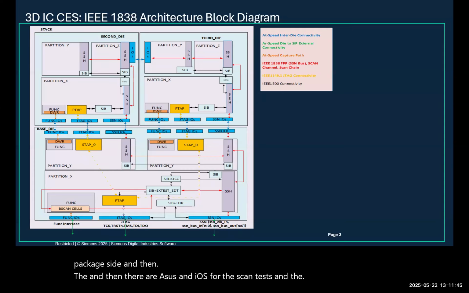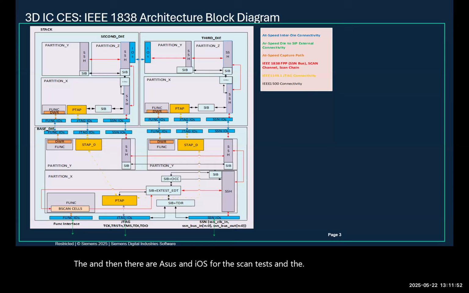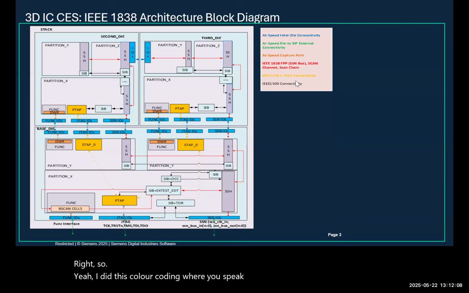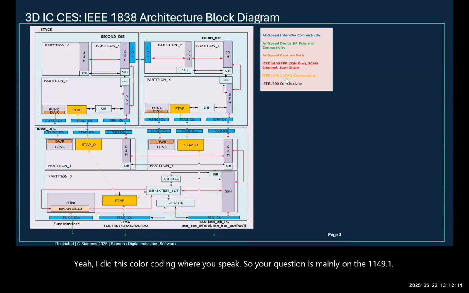Quick question, sorry to interrupt. IEEE 1500: which part is that? You mentioned scan, and it's obviously not JTAG. When you talked about the PTAP, which of these does it apply to? I did this color coding where you speak. So your question is mainly on 1149.1? Actually, IEEE 1500. So 1687, 1500, or I don't know what is 1600 here. Yeah, IEEE 1500.